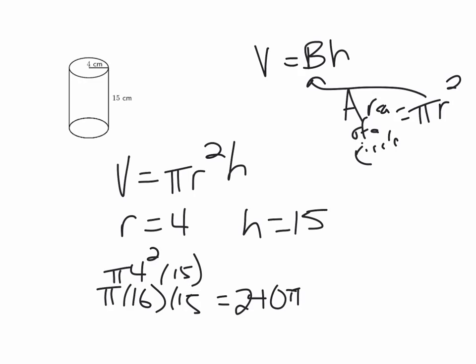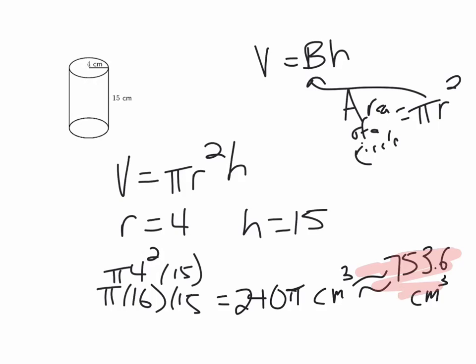And we're talking about volume, so volume is cubed, so centimeters cubed. This is your exact answer. And then when you get the approximate answer, you times 240 times 3.14, and you would get 753.6. And we have to label centimeters cubed. That would be your answer for this problem. If you want the exact, it'd be 240 pi. Approximate would be 753.6 centimeters cubed.